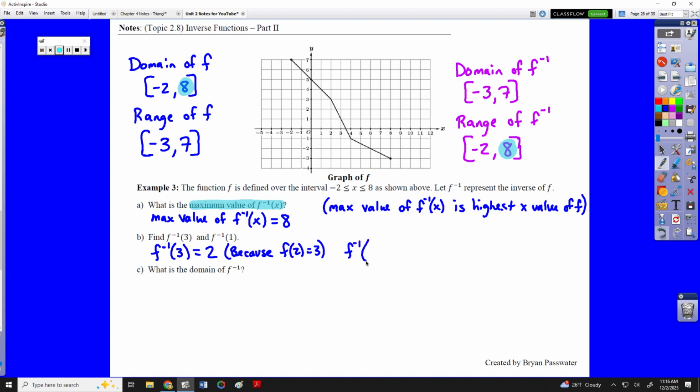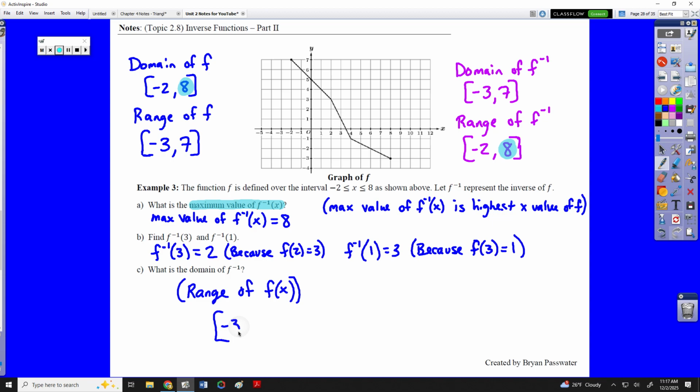F inverse of 1, same deal: look for the 1, and then go down and find the x. The x would be 3. So because f of 3 is equal to 1, f inverse of 1 is equal to 3. Finally, what is the domain of the inverse? That's equal to the range of the function, which is -3 to 7. That would be the domain of the inverse. That does it for example 3.